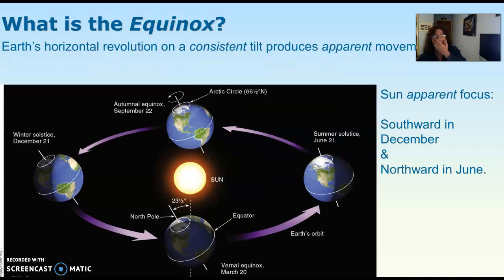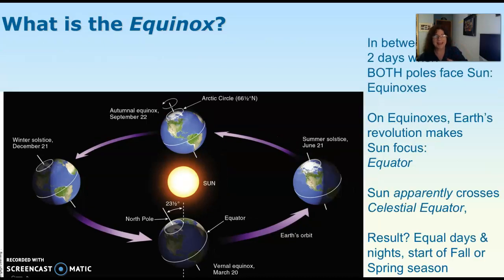And I just talked about that. And there are 2 days in between that northerly look at the sun and that southerly look at the sun when both poles, north and south, face the sun. And as they face the sun, that day when both poles face the sun equally is known as the equinox.